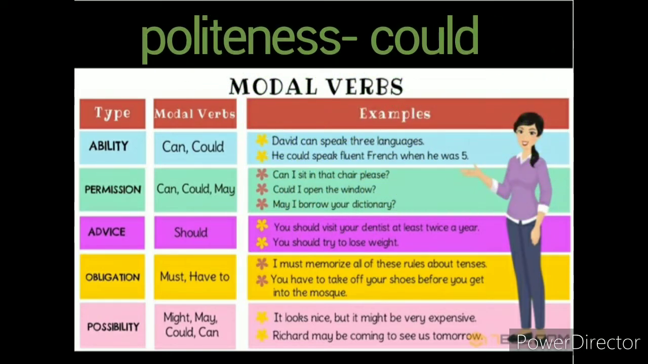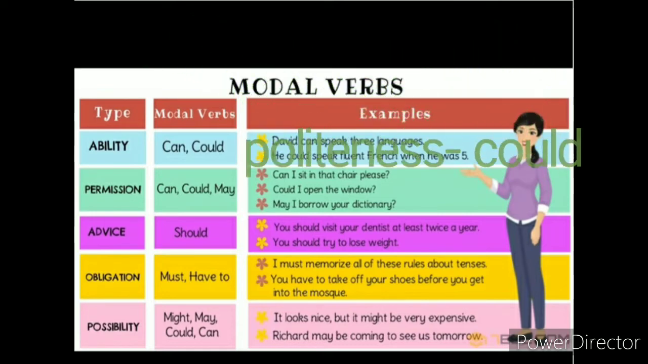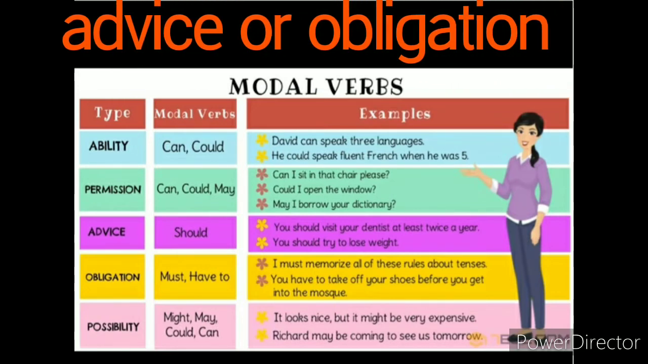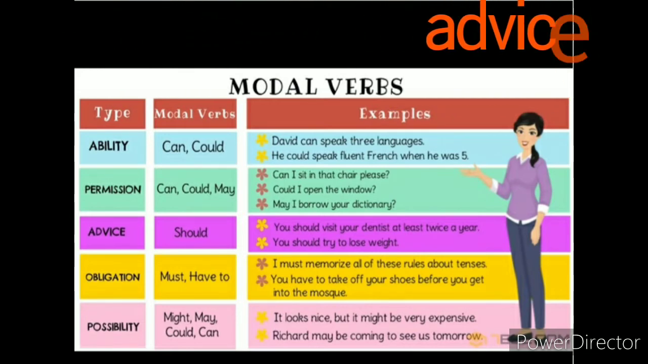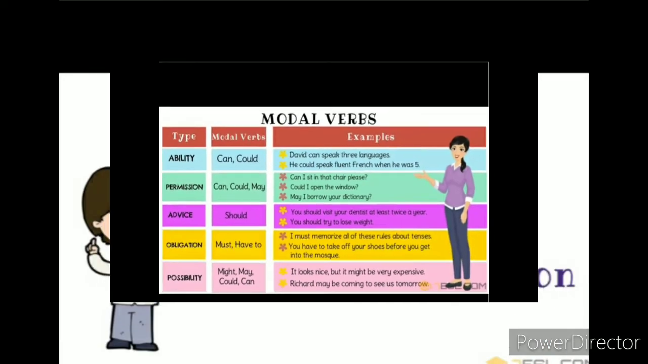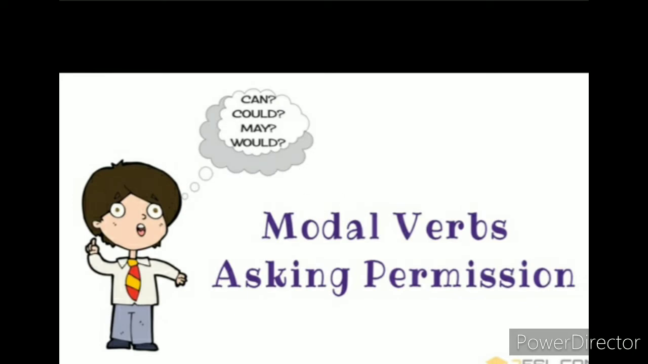Could. Next is advice. If we are going to give some advice to anyone, the modal should will be preferred. How? You should visit your dentist at least twice a year. For example, you are talking to your friend. If you are advising something to your friend, you should visit your dentist at least twice a week. So these are some modals used for asking permission, used for ability, used for having advice and all that.